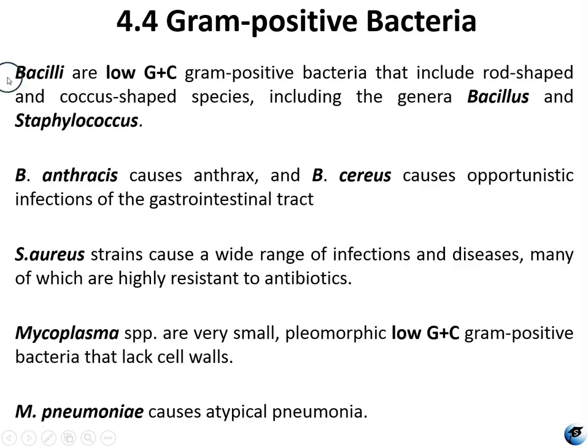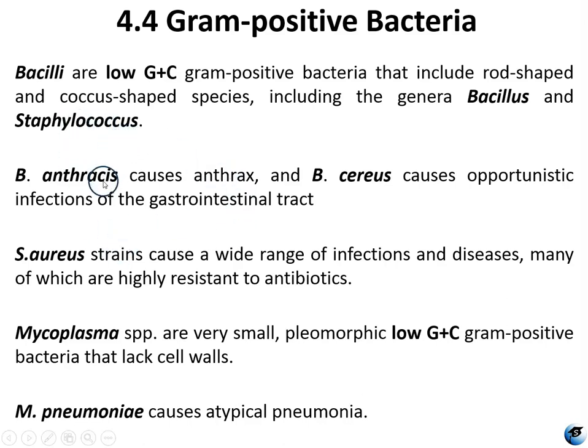Bacilli are low GC gram-positive bacteria, and they include rod-shaped and cocci. Most bacilli are named for their shape, so they're bacilli-shaped, but wouldn't you know it, there are some cocci-shaped species in the bacilli group. And then some other low GC gram-positive species are your Staphylococcus.